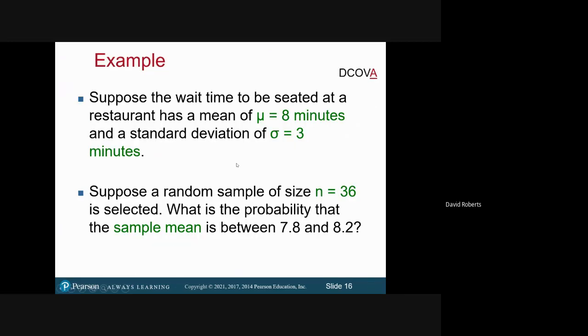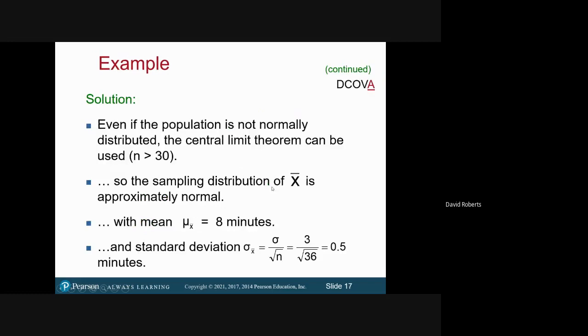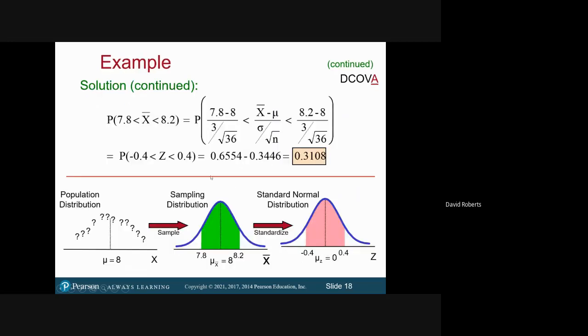So in this particular case, we're given the information again. We have a sample size of 36, a mean of 8, a standard deviation of 3, and what is the probability? It's going to be between 7.8 and 8.2, so minus 0.2 and plus 0.2. And we get a standard deviation of 0.5. And we plug this into our calculations, and we're going to use Excel for this.